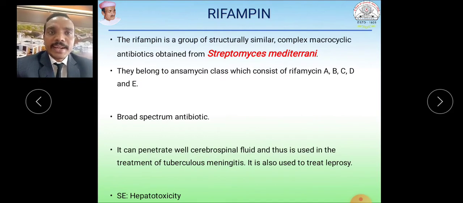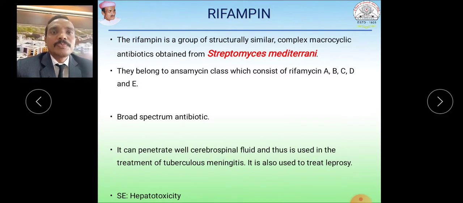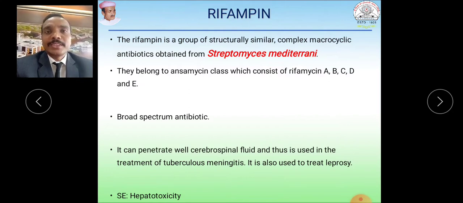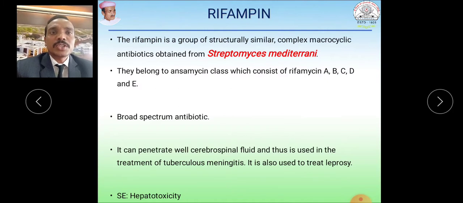Now coming to the second example of unclassified antibiotic, that is rifampin, or you can say rifampicin. It is similar to macrocyclic antibiotics, like azithromycin and erythromycin, with a big macrostructure. This drug is obtained from Streptomyces mediterranei, that means it is also obtained from the Streptomyces species.